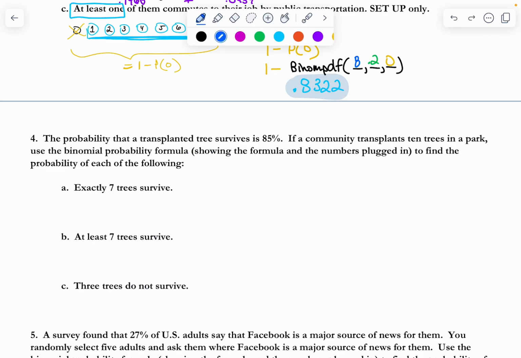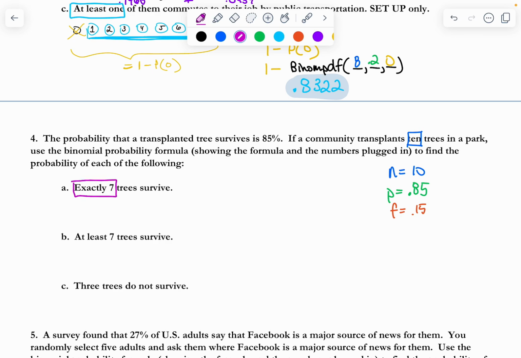So let's get our basics down. N, how many total trees are we talking about? 10. What is the probability of success that the tree survives? 0.85, which means the probability that it fails is 0.15. And then every question asks different things.